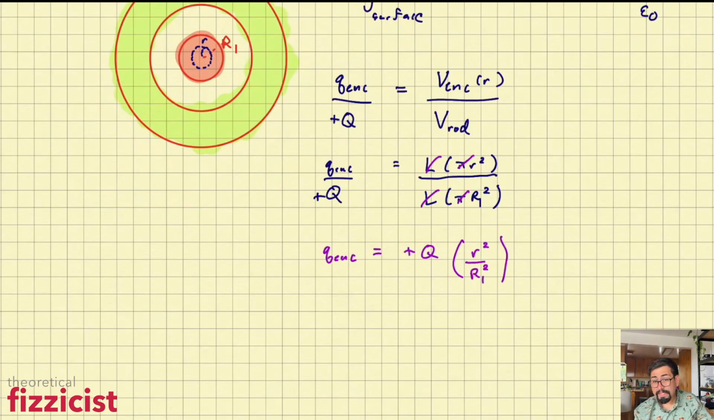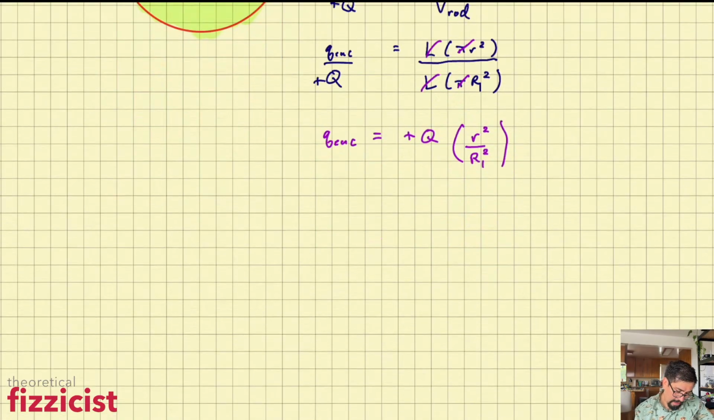Indeed, seems like a reasonable answer. We'll check it at the end by insisting upon continuity of the electric field at the edge. All right, beautiful. So now we know everything that we need to know to calculate the electric field strength within the volume of the insulating rod.